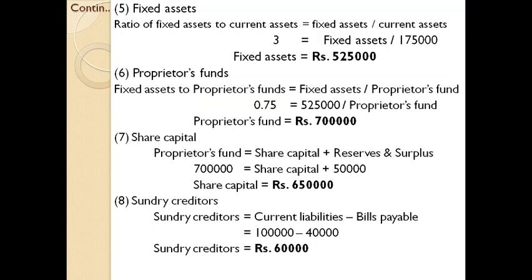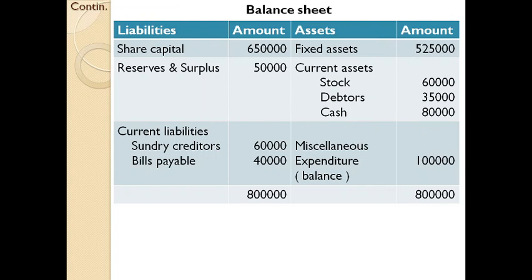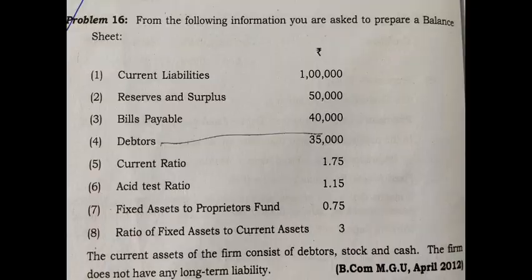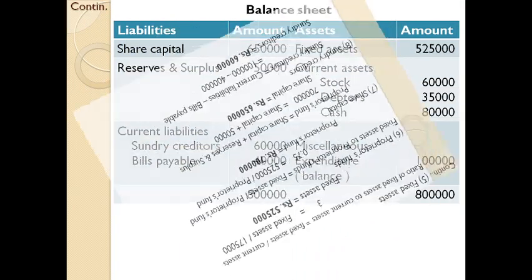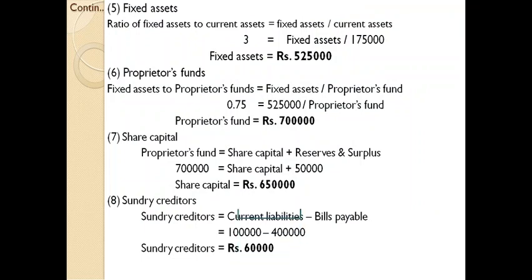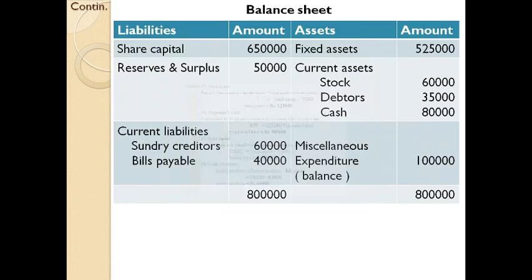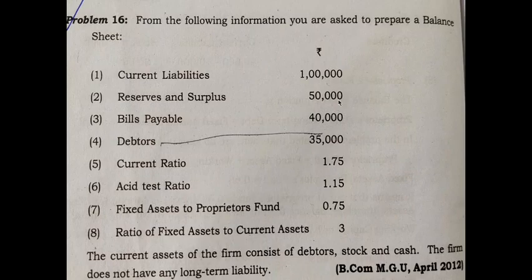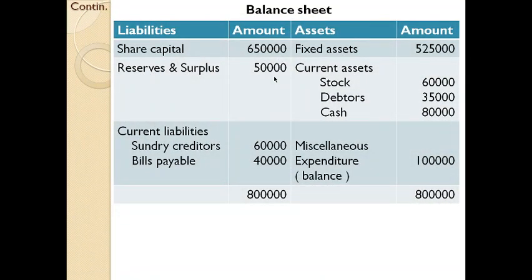So you have found current assets, liquid assets, stock, cash, fixed assets, proprietors fund, share capital and sundry creditors. Now on the basis of details given, you can prepare a balance sheet. Balance sheet of certain concern as per the date specified in the question. The items can be substituted like this. First one, share capital, 6,50,000. On the basis of details given in the question and on the basis of amounts you have computed, you just substitute the various items. Share capital is 6,50,000, we already computed. Next, reserves and surplus is 50,000. Just substitute the 50,000 here.